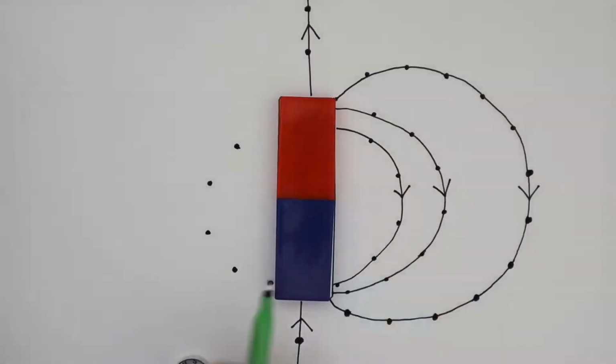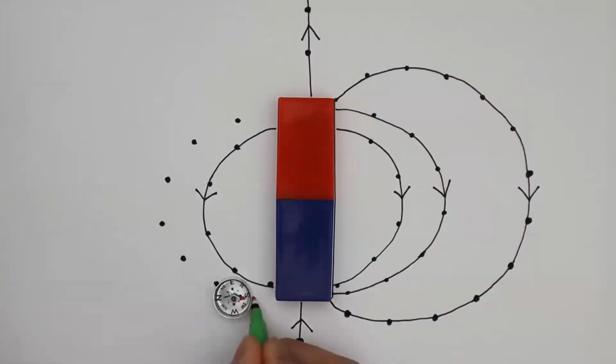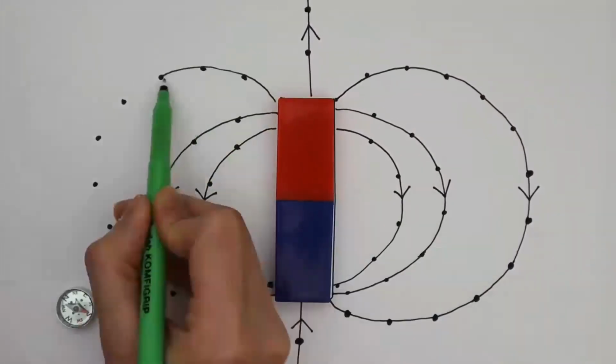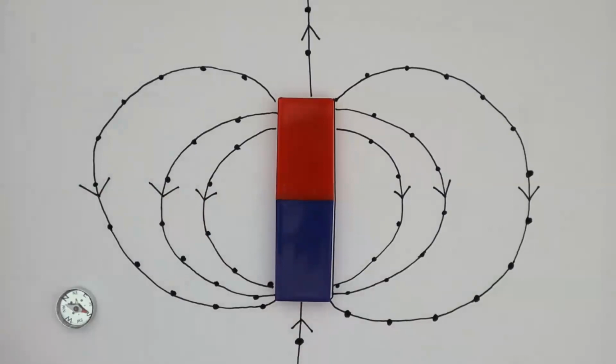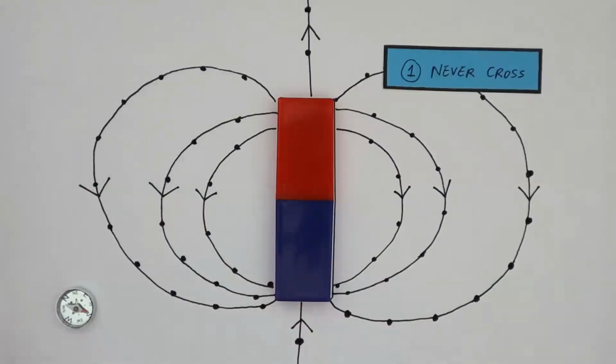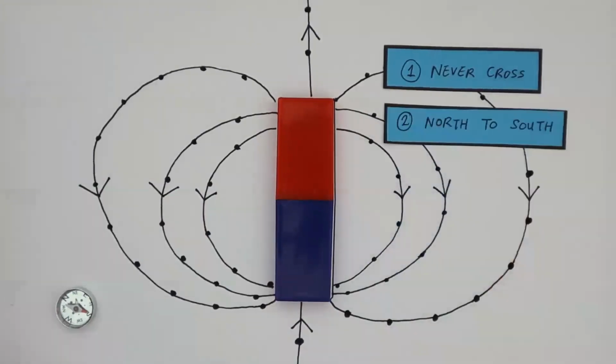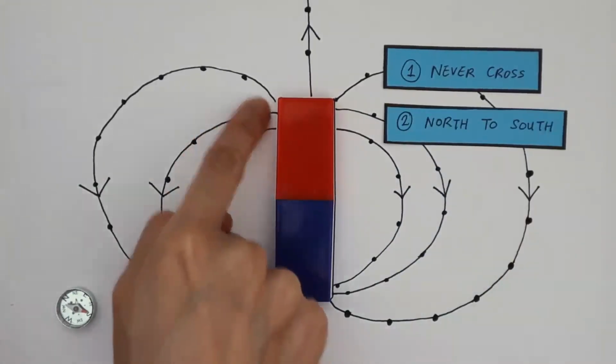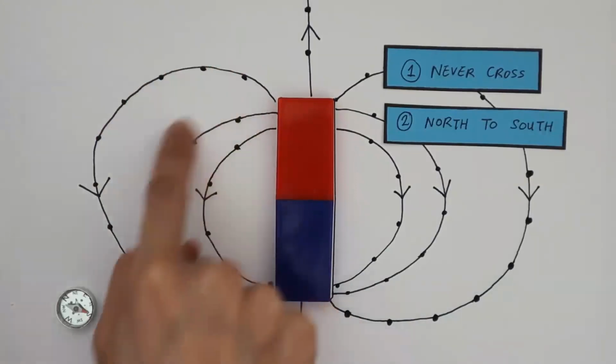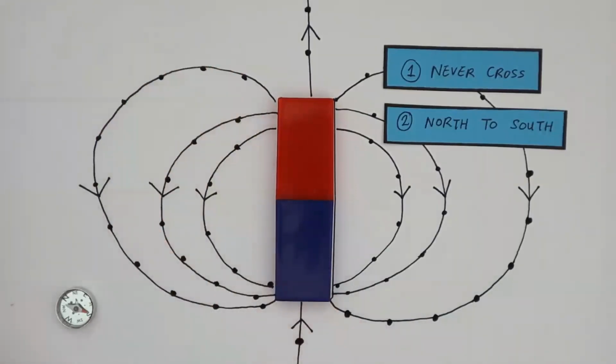Looking at the field that we've plotted, we can figure out the 4 main properties of magnetic field lines. Number 1. Magnetic field lines never cross each other. They never overlap. Number 2. They always point from the north pole of the magnet to its south pole. North into south, so that must mean that this is north and this is south.